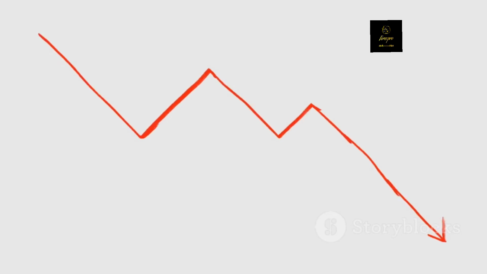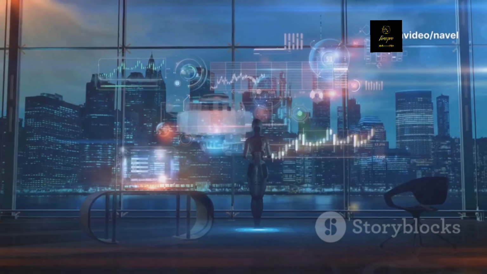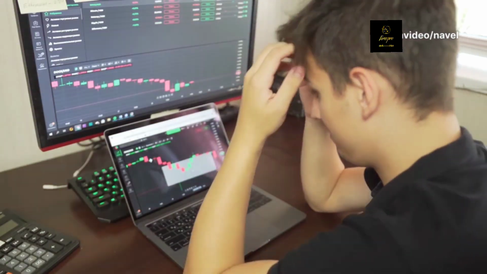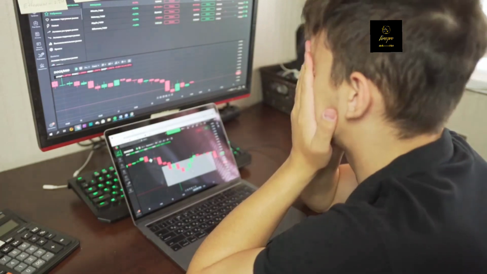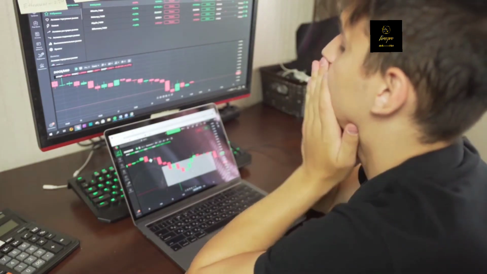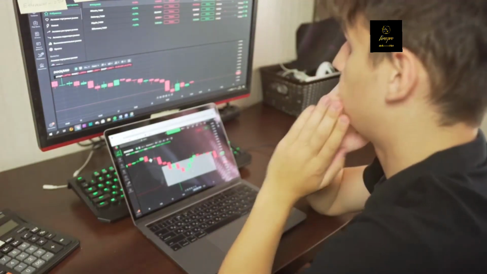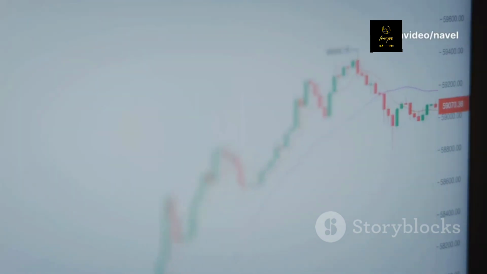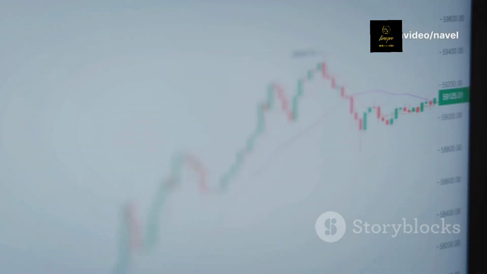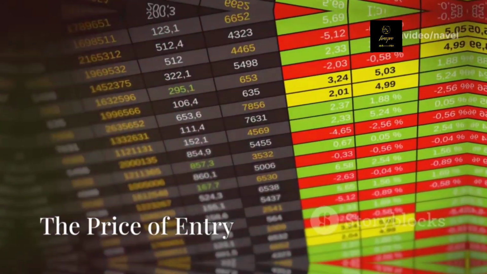If your losses start to eat into your margin, you might receive a margin call from your broker. This is basically a friendly or not-so-friendly reminder to deposit more funds or close some of your positions to maintain the required margin level. Managing your margin effectively is crucial to avoid those dreaded margin calls and protect your trading capital.